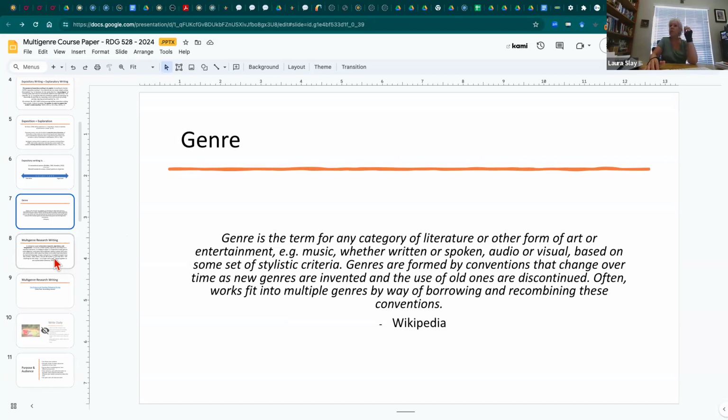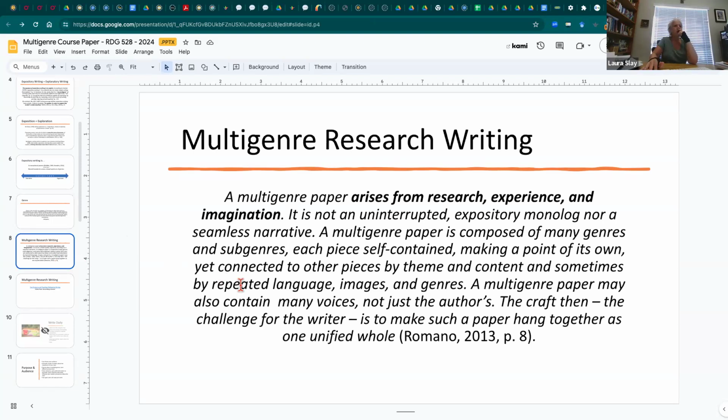But it's unified. It tells one story. So the multi-genre research writing came from trying to actually teach, have students go through research to tell the story of a period of time in history, the story of someone's life, etc. But one of the things that I want you to recognize is that it is not an uninterrupted expository monologue nor a seamless narrative. It is composed of many genre and subgenre.